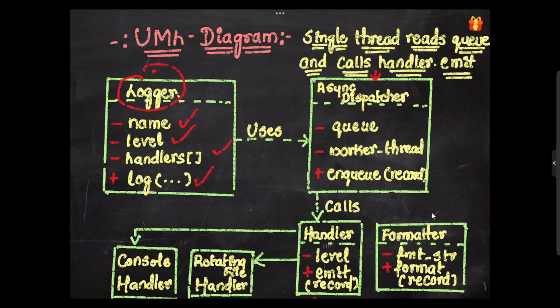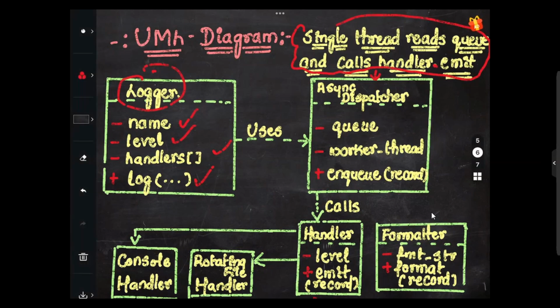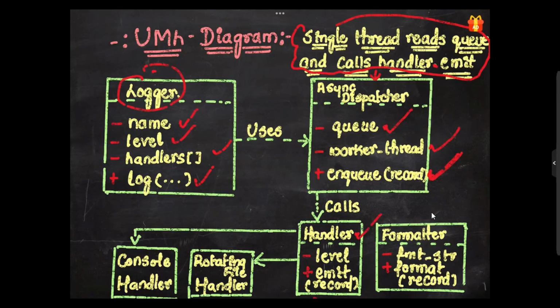This Logger class uses an asynchronous dispatcher, which is a single thread that reads the queue and calls handler.emit. Just remember this. We will be making use of the queue and the worker thread along with the enqueue of record helper method. This async dispatcher calls the handler. So we will be going with the level as well as the emit of record.